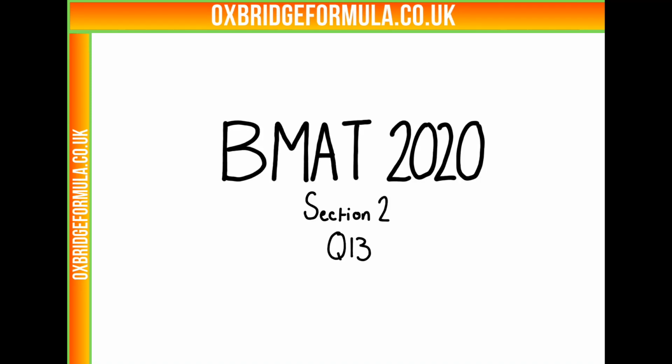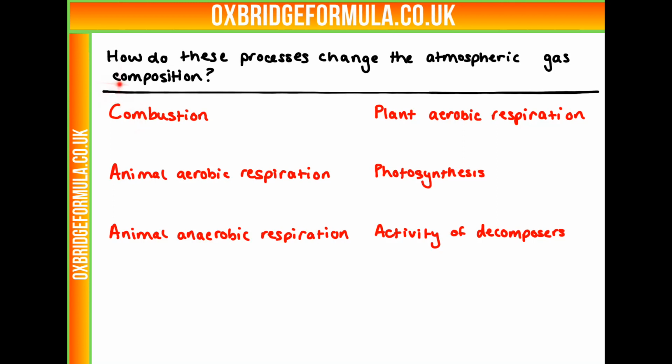In this video, we're looking at BMAT 2020, Section 2, Question 13. So we're asked, how do these processes change the atmospheric gas composition? So we've got some different cellular processes here. We need to work out how they change the gas composition, namely oxygen and carbon dioxide.